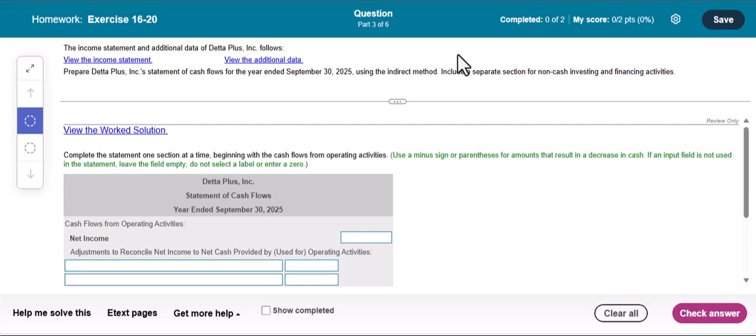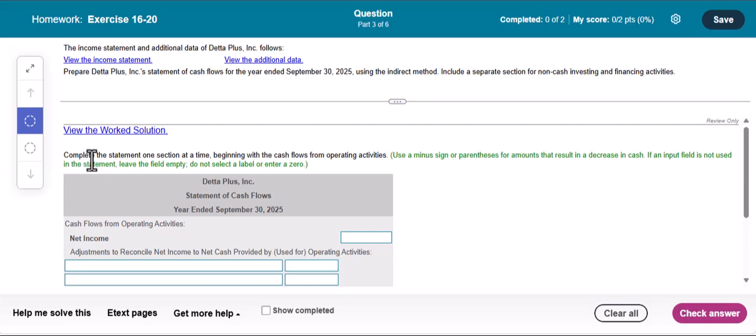Exercise 16-20, we're going to do a complete statement of cash flows. So here we have the income statement and additional data of Data Plus Inc. as follows. We can view the income statement and the additional data right there. Prepare Data Plus Inc.'s statement of cash flows for the year ended September 30th, 2025, using the indirect method. Include a separate section for the non-cash investing and financing activities.